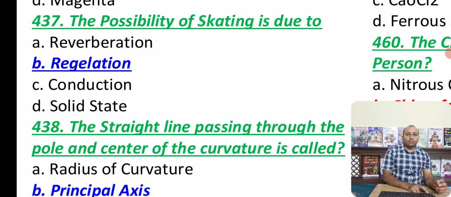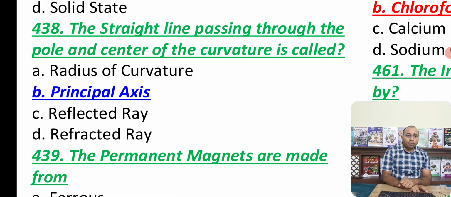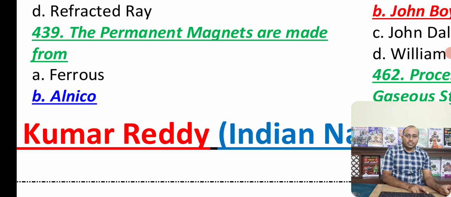The possibility of skating is only possible because of the regelation process. You can see ice skating. This can only be possible by the regelation process only. You should know about the conduction process, how exactly the metal gets heated. So in order to avoid getting heat or burning your hand, they will give one plastic holder. Reverberation, you know about that. The straight line passing through the pole and center of curvature is known as the principal axis. Normally we can see this in mirrors.